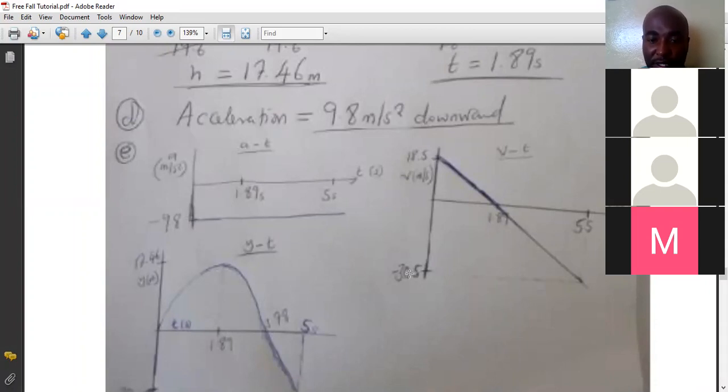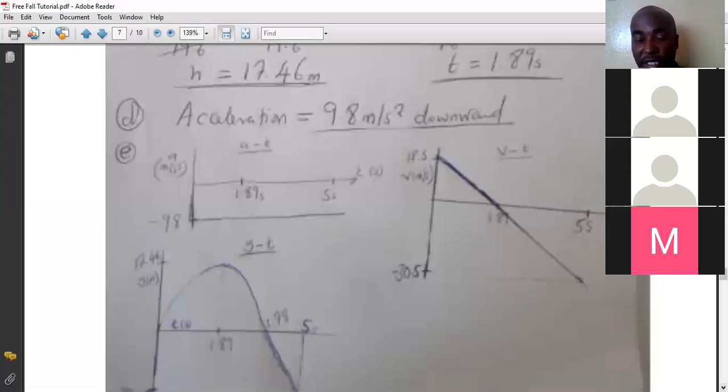If the question goes on, I solved for the velocity after 5 seconds using v equals v naught minus 9.8t. I got negative 30.5, so that is what you draw. Stick this shape of graph to your memory, because it comes up very often.